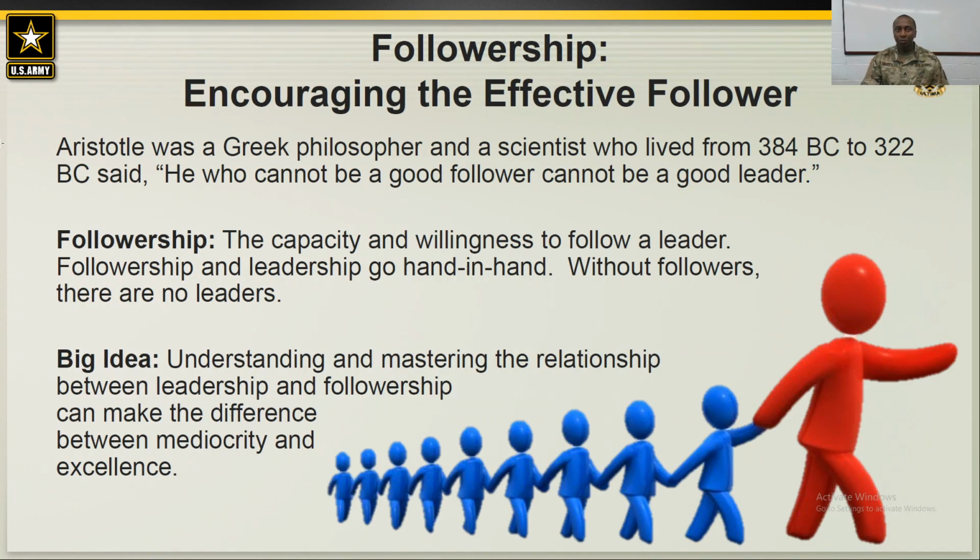So, as this slide reflects, followership is simply the capability and willingness to follow a leader. Followership and leadership go hand in hand. Without followers, there can be no leaders. Understanding and mastering the relationship between leadership and followership can make the difference between mediocrity and excellence.